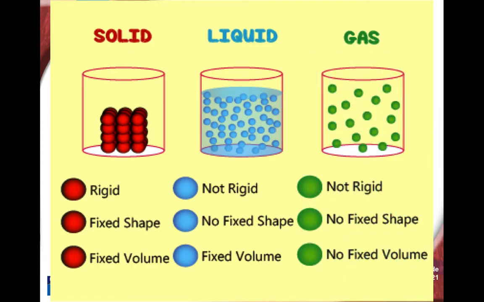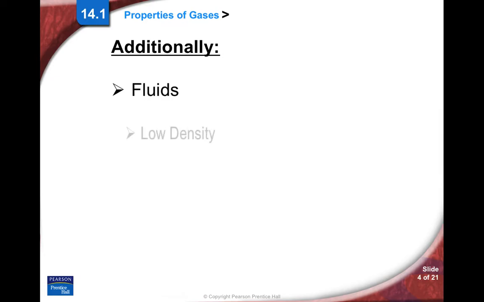Gases are not rigid, they don't have a fixed shape, and they have no fixed volume. They expand to fill whatever container they're put in. They take the shape of whatever container they're put in. A couple other things to add to that. Gases are called fluids as well, even though they're not liquid. Most people think of liquids and fluids as synonymous, but so are gases.